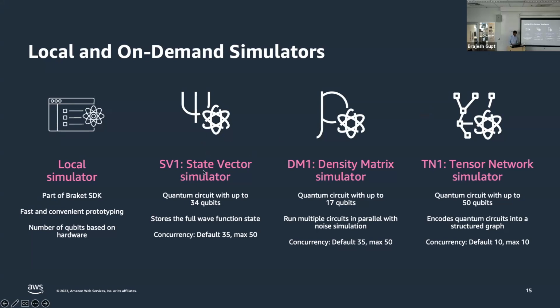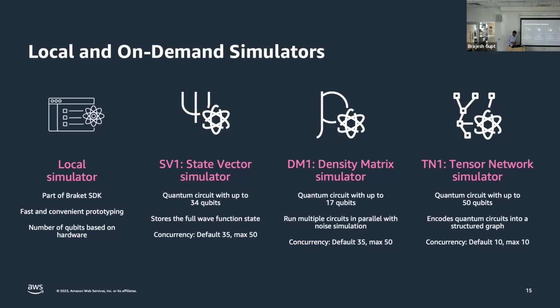But quickly, the state vector simulator goes up to 34 qubits. It stores the full wave function of your quantum system, so it requires a lot of memory. For example, to go from 34 qubits to 35 qubits, you will need twice as much memory. And if you want to build a state vector simulator of 50 qubits, in today's technology it's not possible because none of the supercomputers have that much memory to store the full wave function of 50 qubits. I think the largest state vector simulation that has been done is either 46 or 47 qubits.